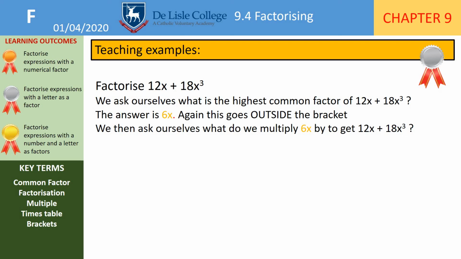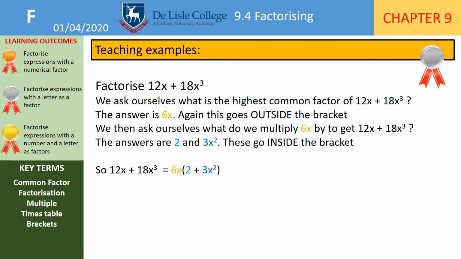We then ask ourselves what we multiply the 6x by to give us 12x plus 18x cubed. That will be 2 and 3x squared, and these go inside the bracket. So 12x plus 18x cubed is 6x brackets 2 plus 3x squared.